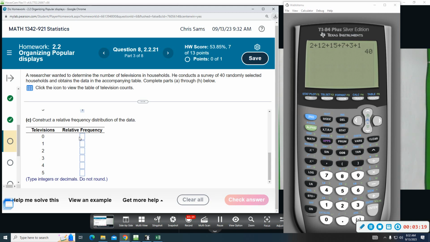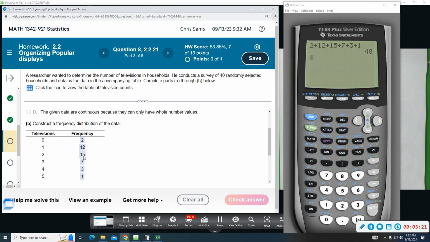So we're going to do a relative frequency. So I'm going to use these numbers, divide them by 40. I'm going to use the calculator to just divide each of those by 40. I'm going to clear out the information we had here. Clear. And then I'm going to input these numbers. 2, 12, 15, 7, 3, and 1.